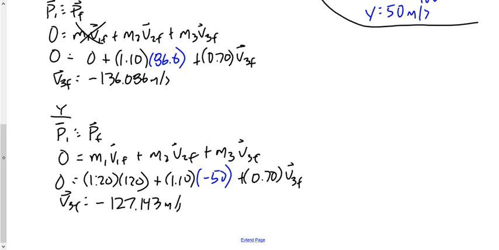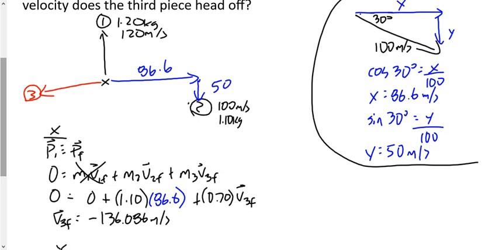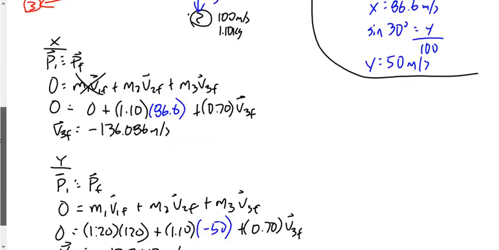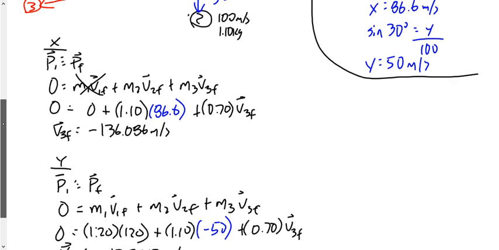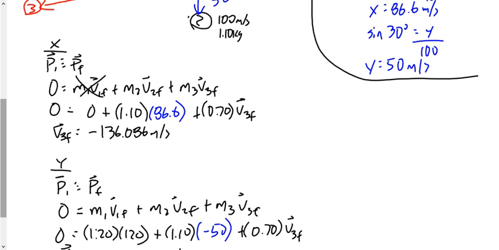Okay, I knew it was left, and I kind of guessed that it was down. Is it down? Did I guess right? Yeah, it's left because it's negative 136. It's down because it's negative 127. Now what? Now it's physics 20. And guess what? You all passed physics 20. All of you. So we know what to do here now.